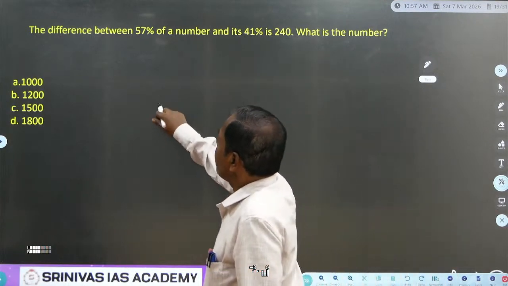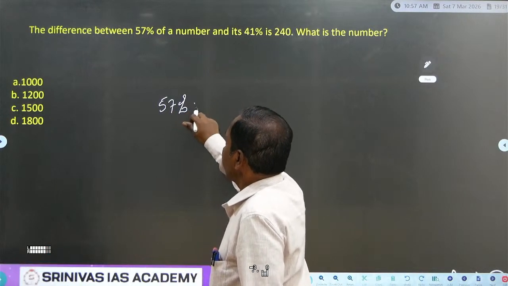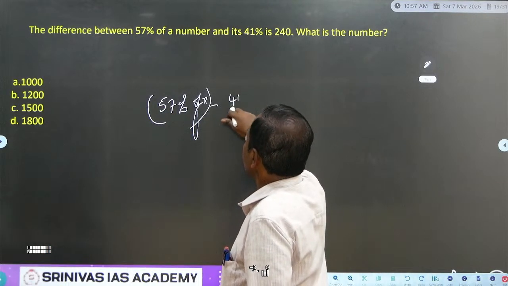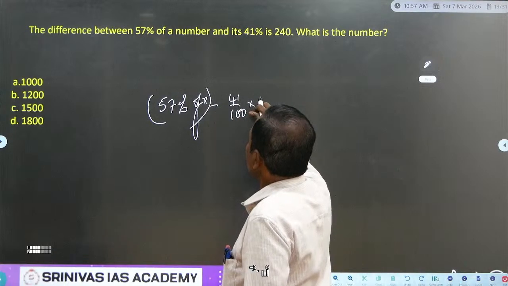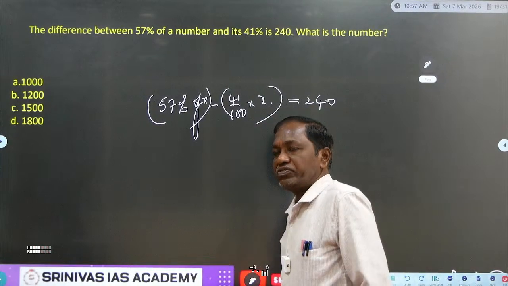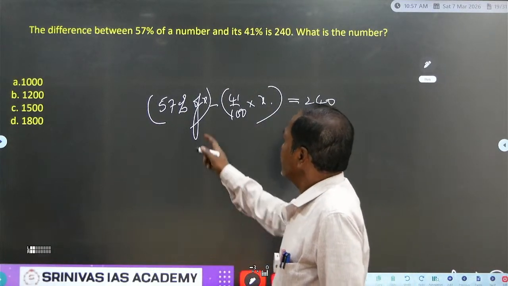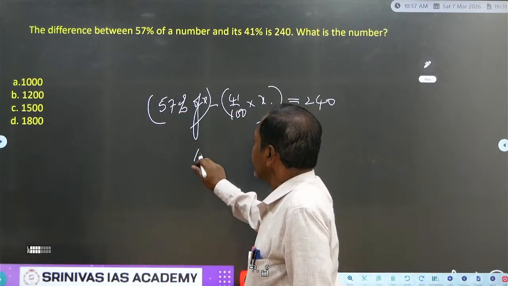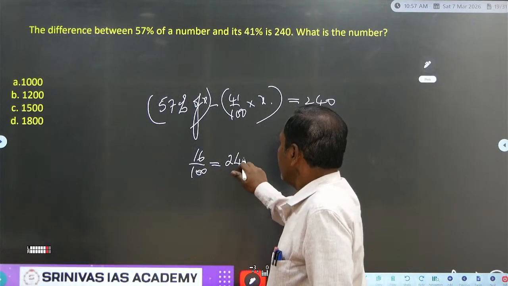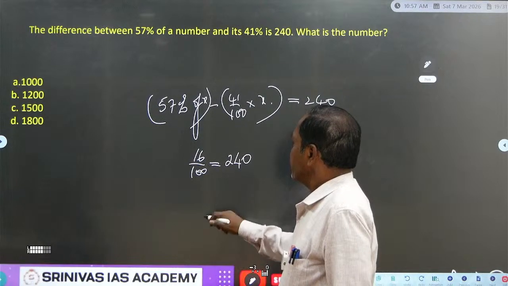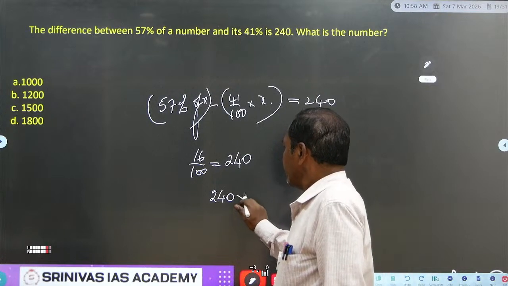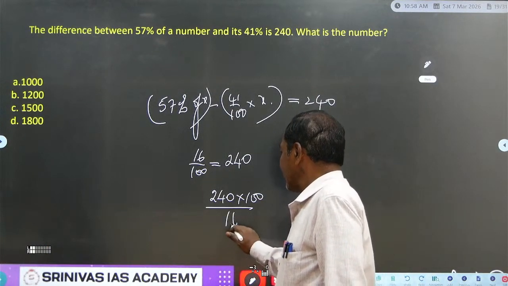So 57% of x, difference means what? Minus. And 41% of its x, like that. Its difference is 240. Now the equation is taken. We have just downloaded this information from the given question. 57 minus 41 is 16%. 16% equals 240. You got the answer already. 16% of x is 240, so x is 240 into 100 by 16.